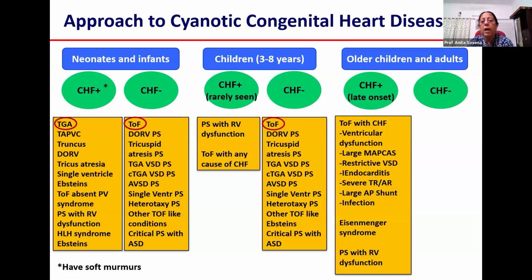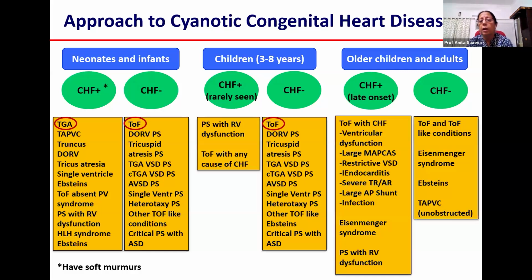When it comes to 10-year, 12-year-olds and adults, again, heart failure is uncommon, but can happen late onset in the 30s and 40s because of ventricular dysfunction, sometimes because of large aortopulmonary collaterals or any other complications that you know of. But if there is no heart failure, again, tetralogy becomes the common lesion. And even in this age group, tetralogy and Eisenmenger would remain the common lesions compared to any other condition.